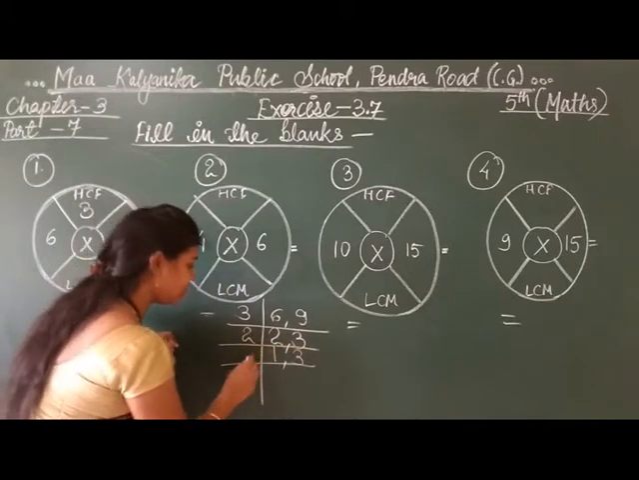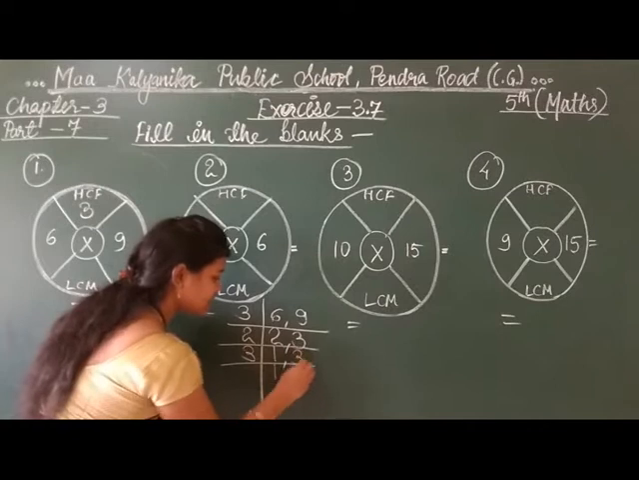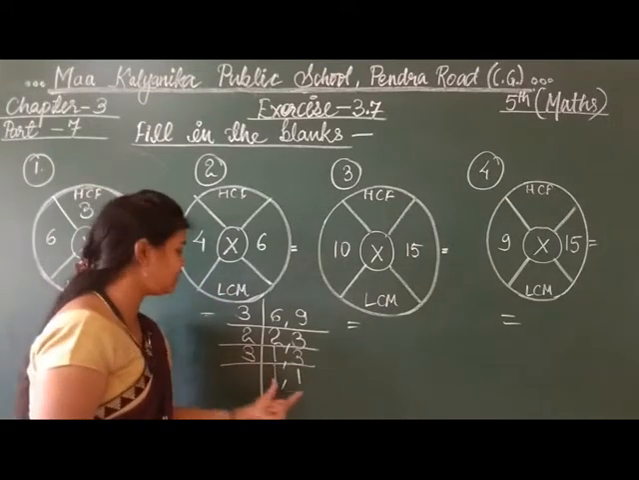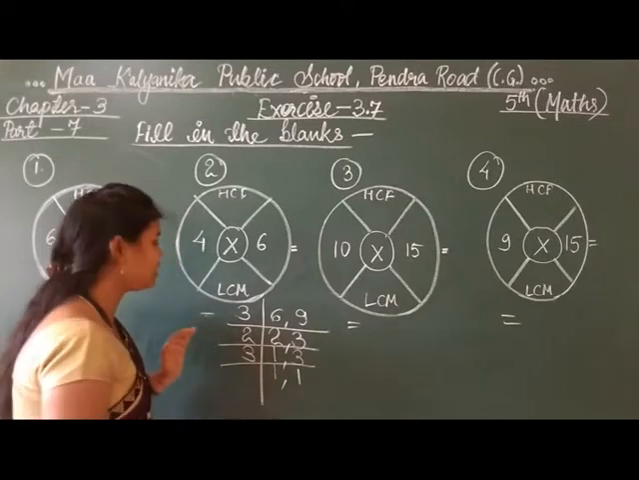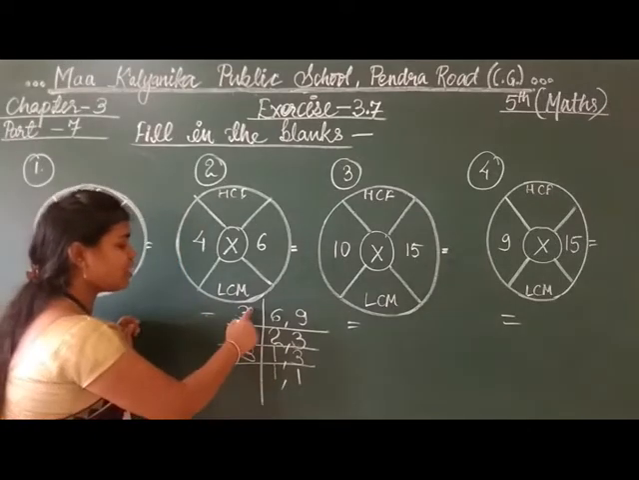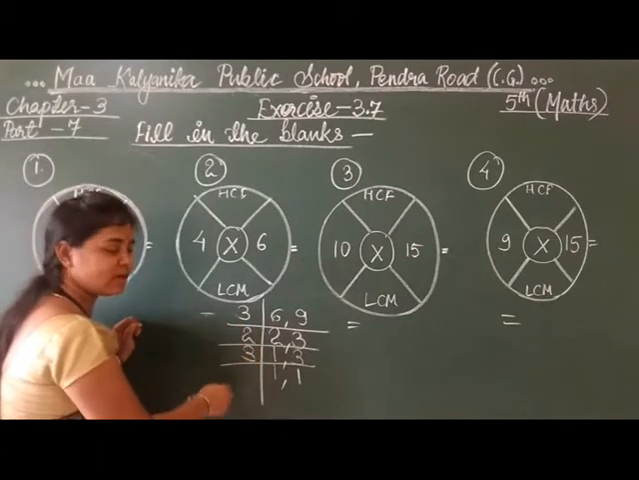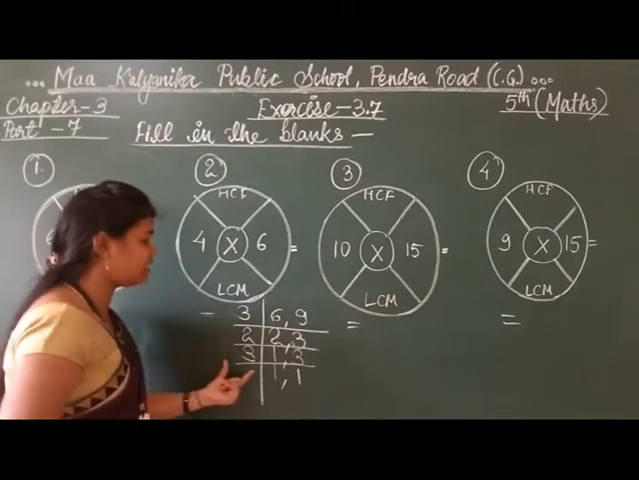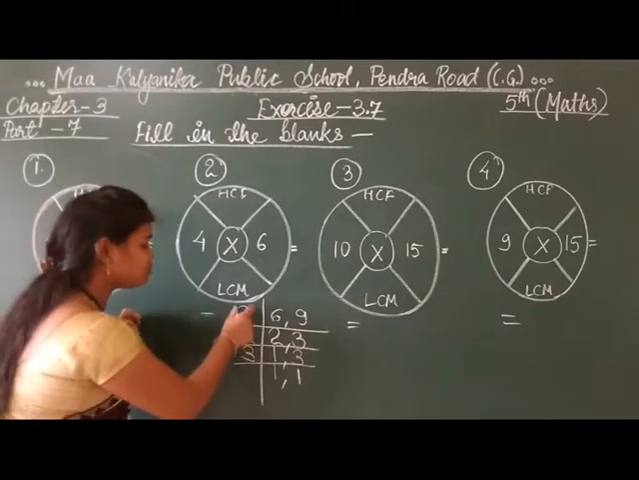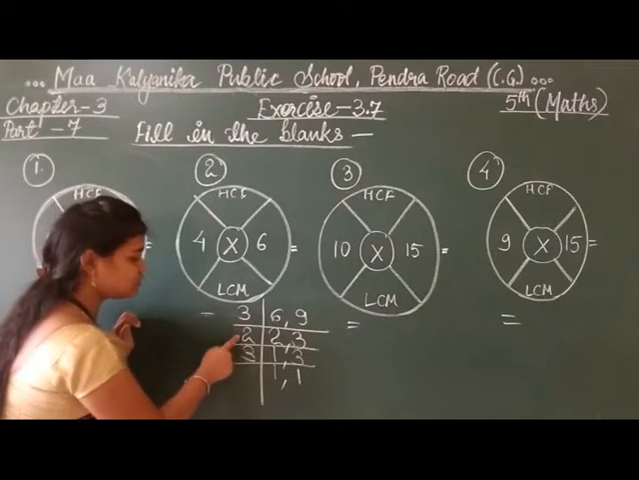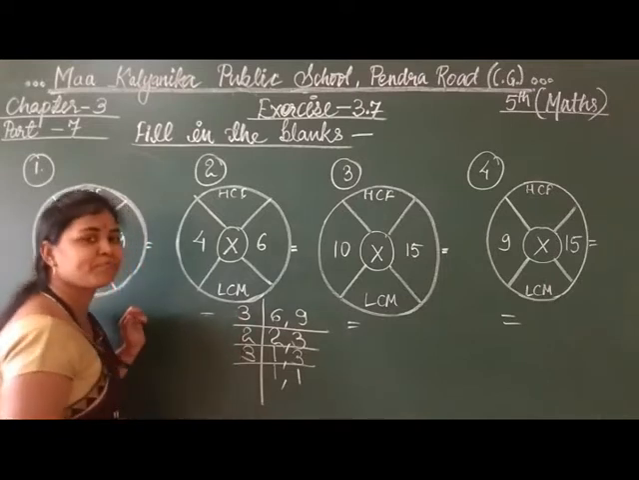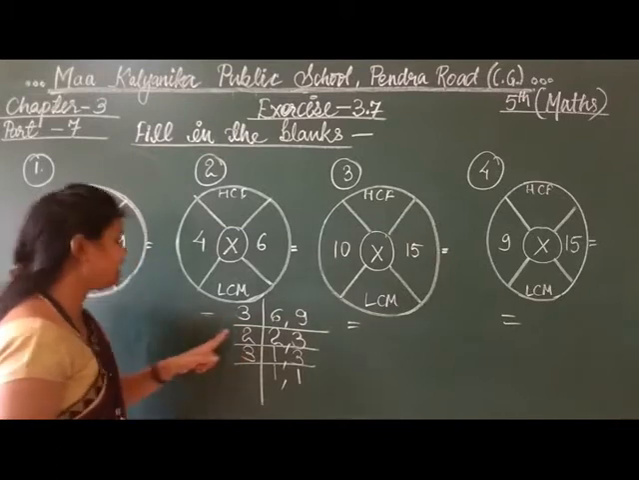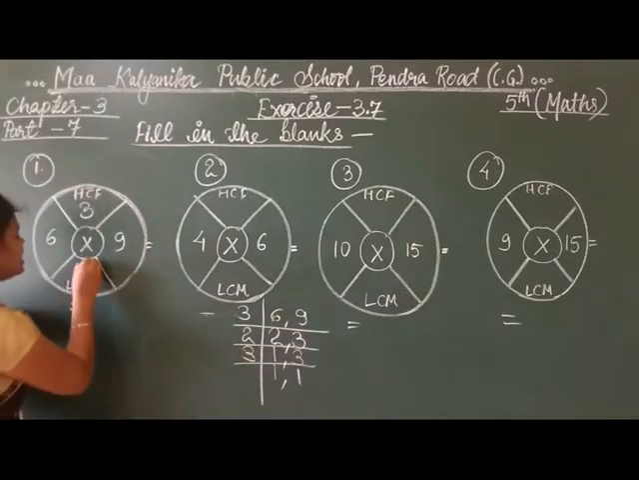Now only 3 is there and 1 is there. So 3, 1 will be as it is, and 3 1s are 3. Till we receive 1 and 1 here, we have to continue our division. Okay, this is the short division process. Now after receiving the numbers over here, we have to multiply these numbers. Whether 2 numbers are there, 3 numbers, or 5 numbers, we have to multiply all. See, 3 2s are 6 and 6 3s are 18, or you can say 3 3s are 9 and 9 2s are 18. So we have received the LCM as 18.